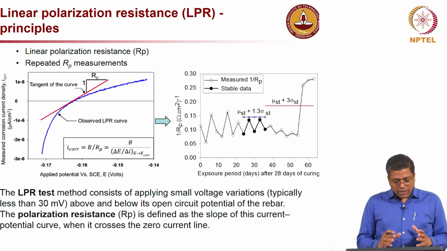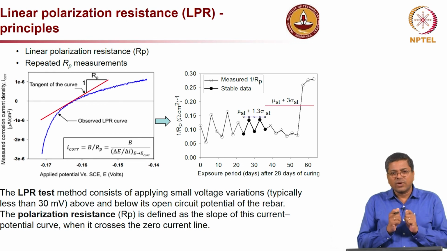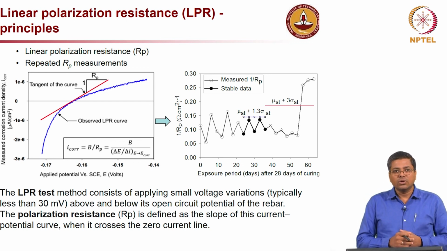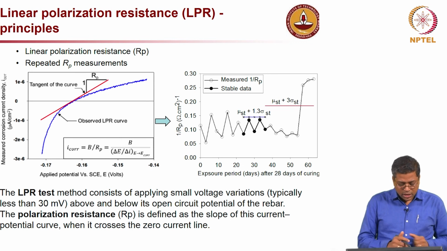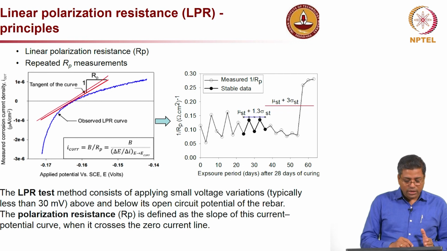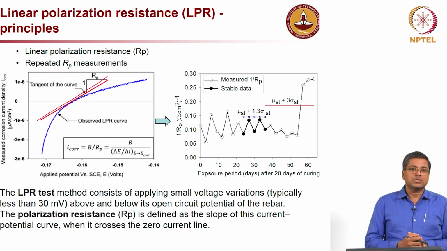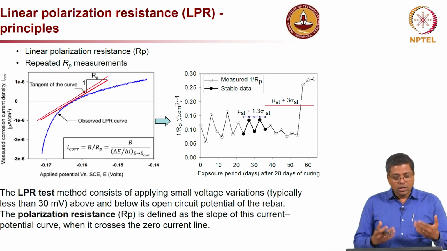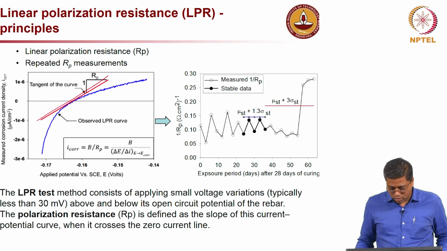What it does is it gives a very small voltage or perturbance to the steel surface embedded in the concrete, and then it measures the current associated with it. The slope when it crosses the zero current axis is measured, and the higher the slope, the higher the corrosion; the lower the slope, the lower the corrosion rate.